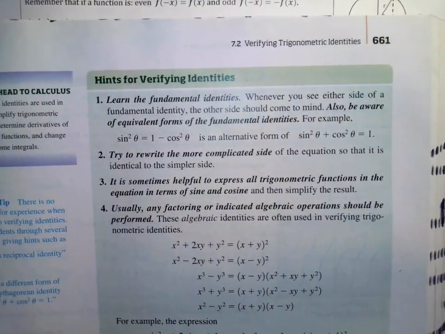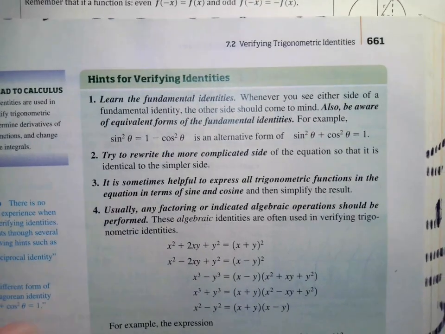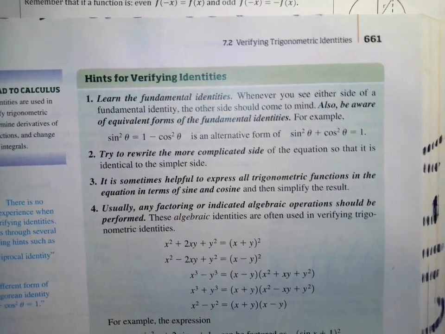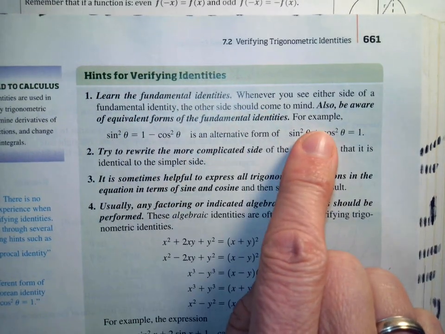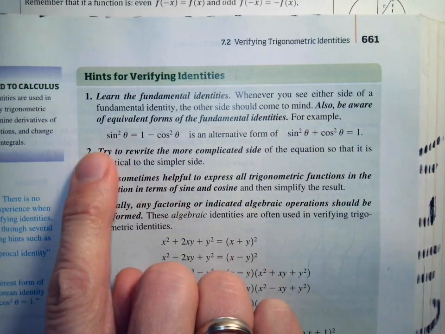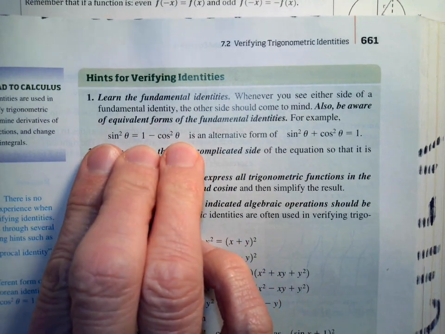Also, if we look on page 661, it has some good ideas of what to do. Some beginning points, like when we start these identities, what would be good things to look at. So first of all, you should learn your identities. You got to memorize them. And you also have to be aware of the alternatives, right?